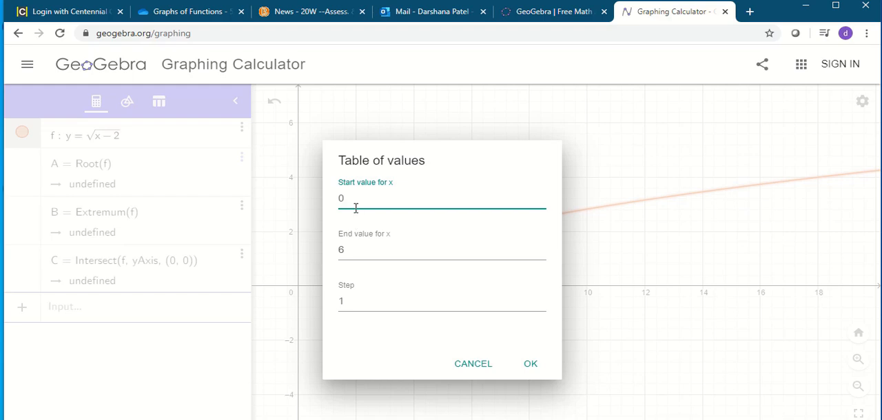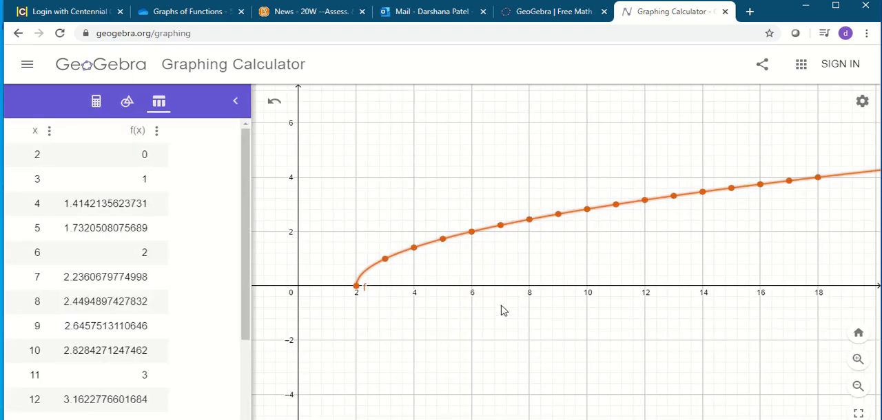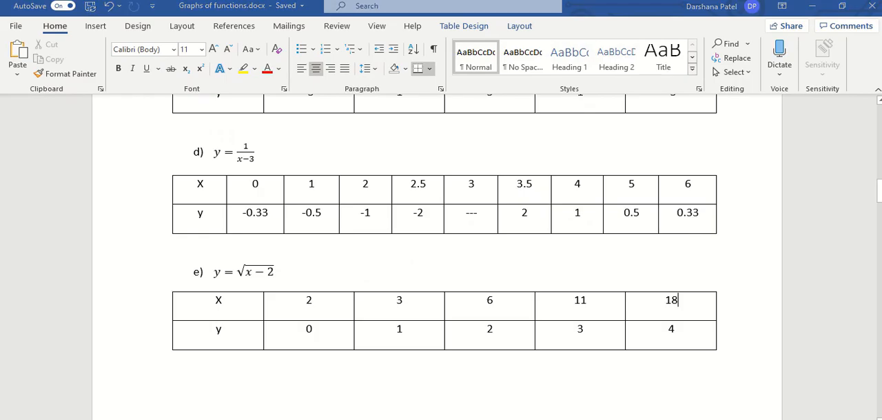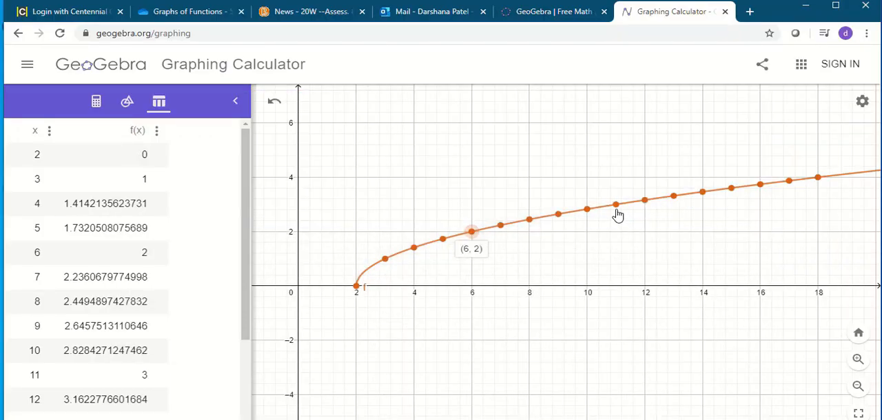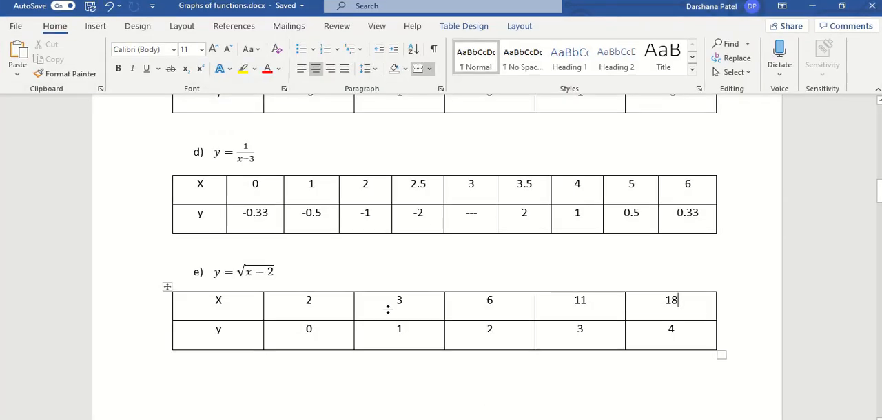Okay, so we can go from 2 to, we can pick up to 18 if we like. So again, the ones I want to highlight are this point, 2, 0. Then 3, 1. Then when x is 6, y is 2. When x is 11, y will be 3. And lastly, when x is 18, y will be 4. We don't need points in between. And that will be this graph right here.